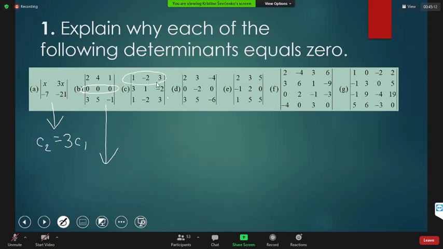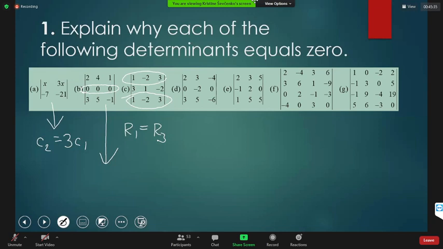First row and third row. So row 1 equals row 3. This means the determinant equals 0. This determinant is 0. We don't have to do anything else because these are, let's say, the rules or the conditions for 0 determinant.